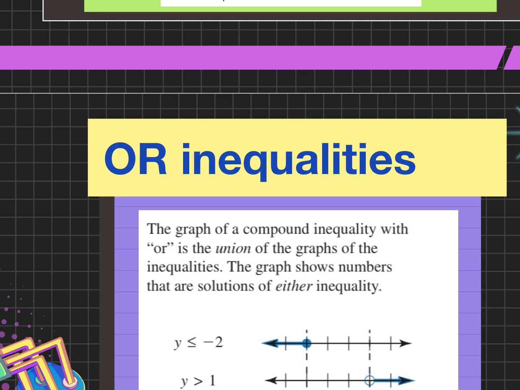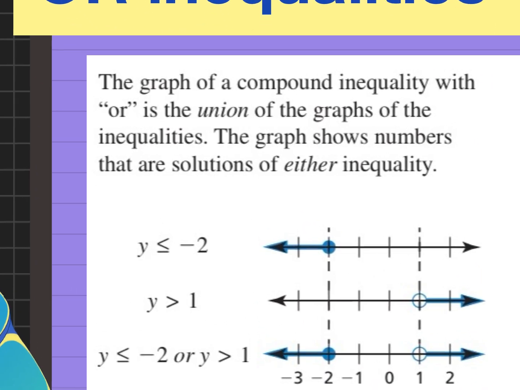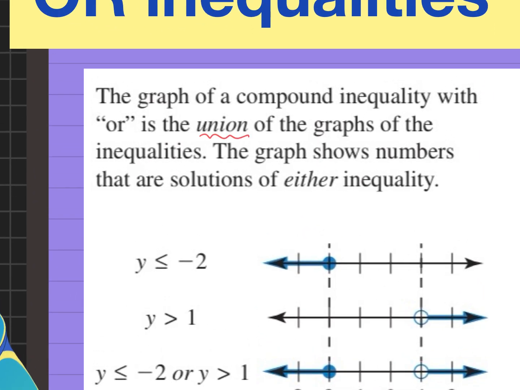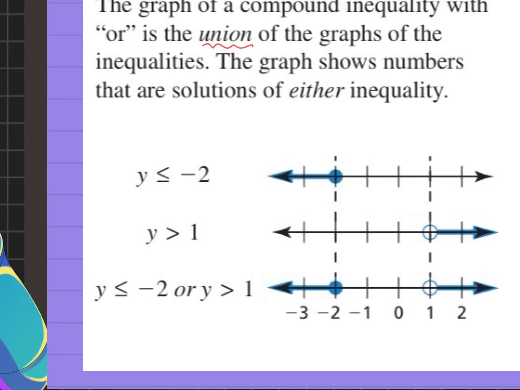Or inequalities, instead of an intersection, create something called a union. If you look at this one, it says y is less than or equal to -2, y is greater than 1. Those are the two inequalities here. These are the two requirements.